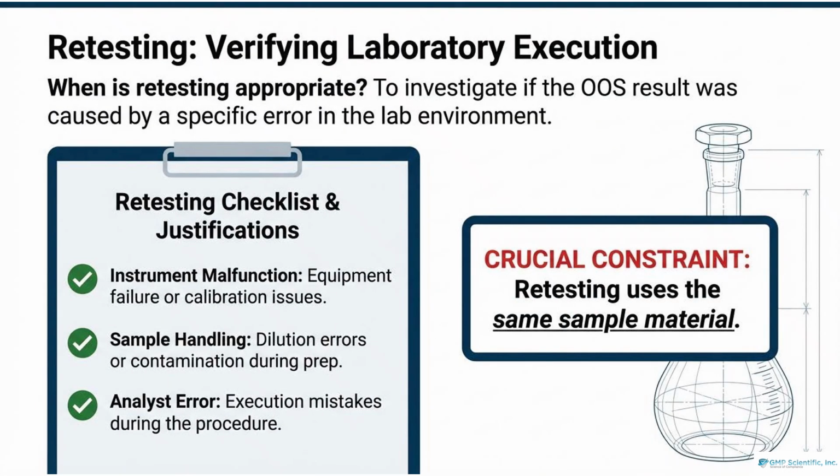Retesting is used to verify laboratory execution. It is appropriate only when investigating if a specific lab error, such as instrument malfunction, sample handling mistakes like dilution errors, or documented analyst execution errors, caused the OOS. Remember, you must use the same sample materials.